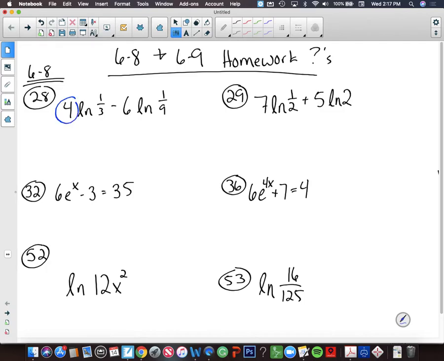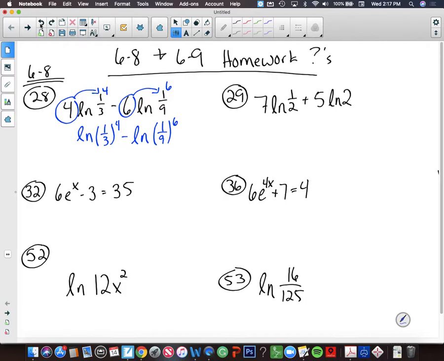First thing we need to do, bounce exponents up top. So that becomes a 4 up there and a 6 there. Then you can rewrite it if you want to make it look a little bit nicer. So we have natural log of 1/3 to the 4th power minus natural log of 1/9 to the 6th power. And then you're going to put those together. So this subtraction sign means we're going to put them together with division.